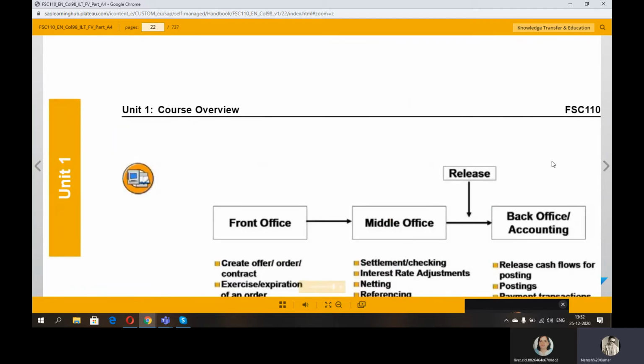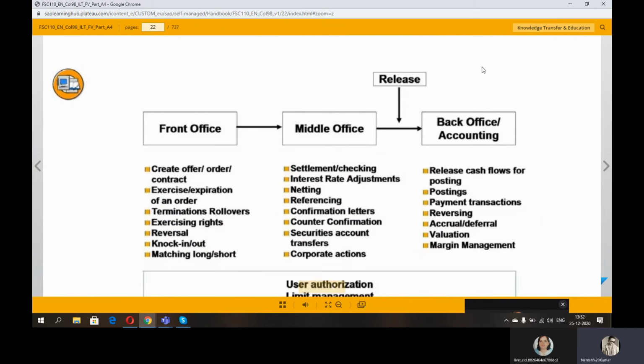So then coming to the prospect of understanding the release: front office, middle office, back office or accounting. What will happen in front office is we will create an offer, order or contract, exercise, expiration of an order, termination, rollovers, assigning rights, reversal, knock in/out, matching long or short. Based on the front office, the middle office will handle functionalities based on settlement or checking.